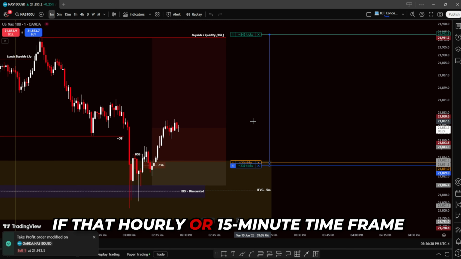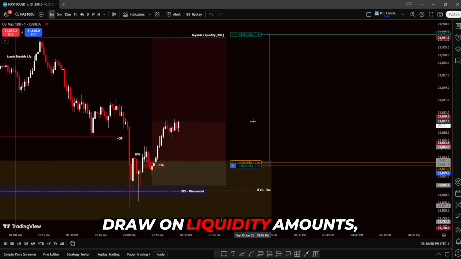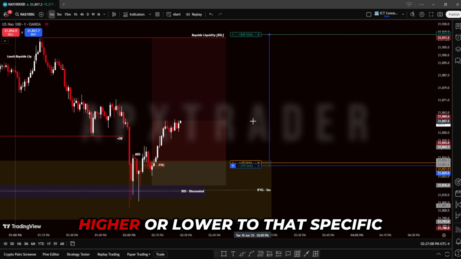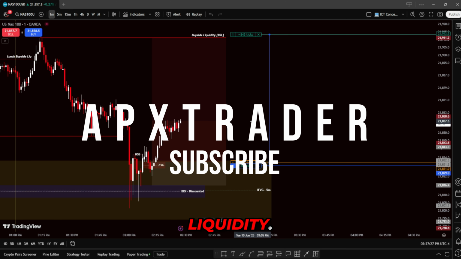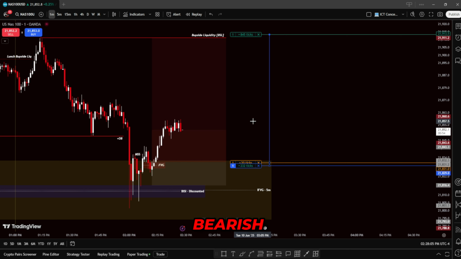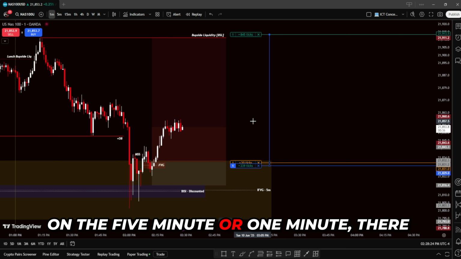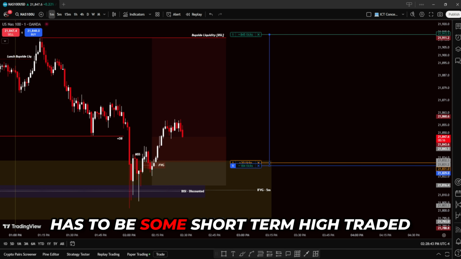If that hourly or 15-minute time frame draws on liquidity, you think the market's going to go higher or lower to that specific liquidity. The only thing you're waiting for, if you're bearish, and I'll give you the example for being bearish, on the 5-minute or 1-minute, is that there has to be some short-term high traded above.